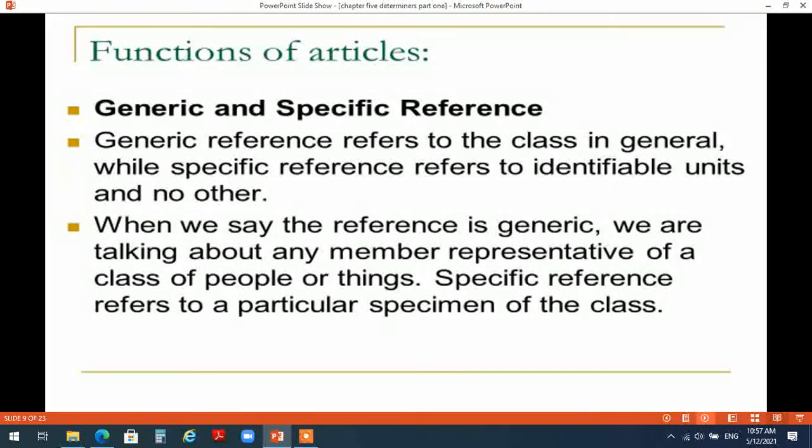When we say specific reference, it refers to a particular specimen of the class.